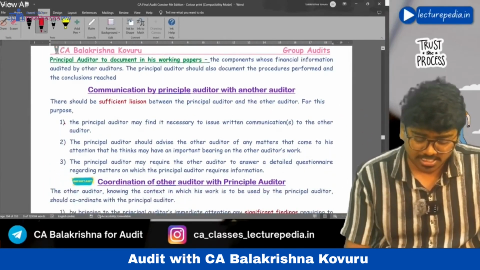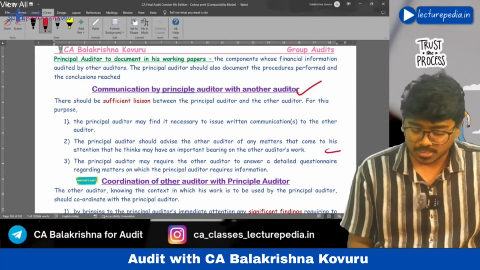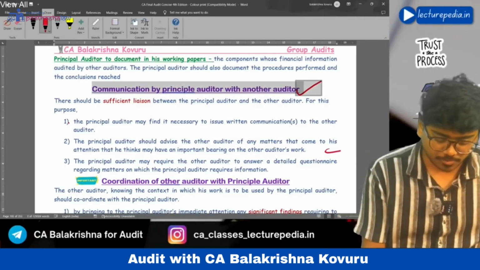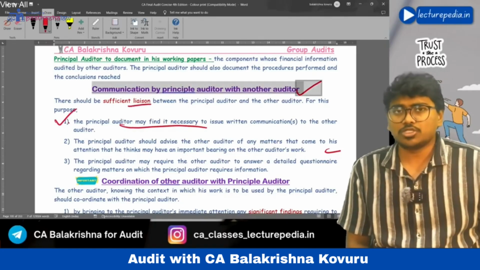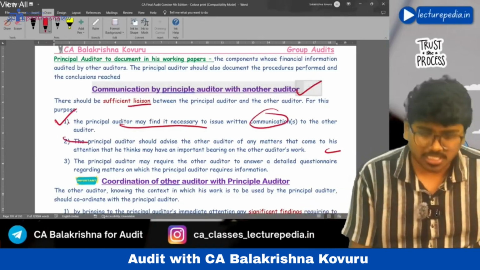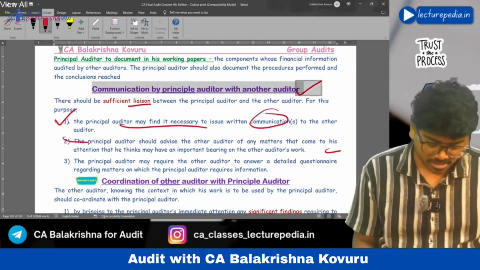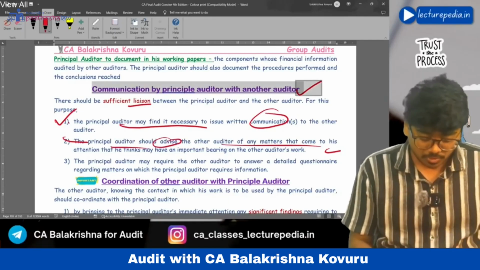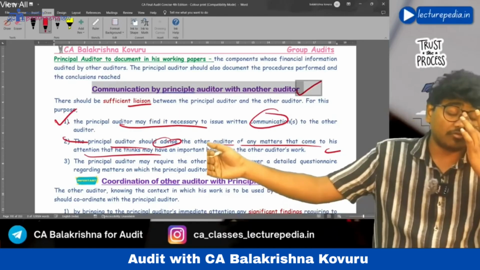Next, communication by the principal auditor with the other auditor. See, there should be proper liaison between the principal auditor and the other auditor. Liaison means proper coordination. Now, the principal auditor may find it necessary to issue written communication to the other auditor. The principal auditor can communicate with the other auditor through written communication. The principal auditor should advise the other auditor of matters that may come to his attention that he thinks are necessary for the purpose of the audit of the other auditor.